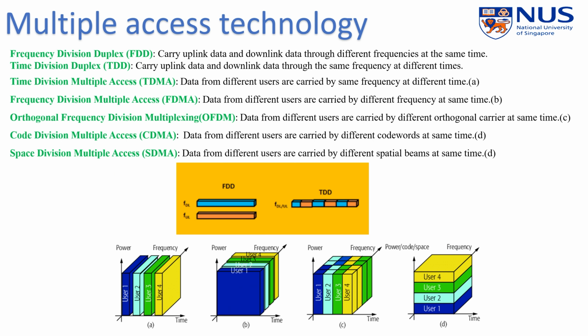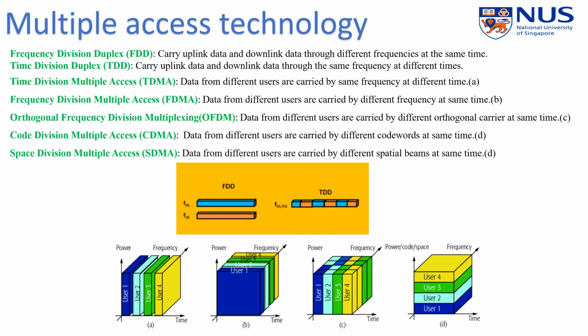And for the multiple access technology, there are seven multiple access techniques mainly used in the 5G network. The first one is FDD. It carries uplink data and downlink data through different frequencies at the same time. Another one is TDD. It carries uplink data and downlink data through the same frequency at different times. And another one is TDMA.